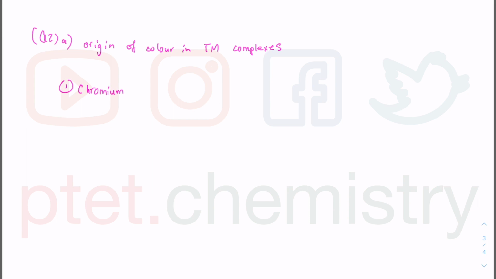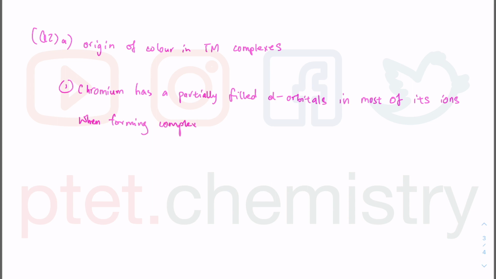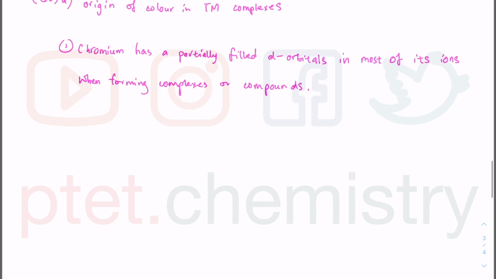Okay, so first of all, I think in the context of this question, I will say that chromium has a partially filled d orbitals in most of its ions when forming complexes or compounds. So this is just an additional point which I don't usually add onto my fixed essay, but I think it's quite relevant in the context that we are saying that there is a partially filled d orbital with d electrons in most of the ions when they form complexes or compounds. Let's get started with the main essay.